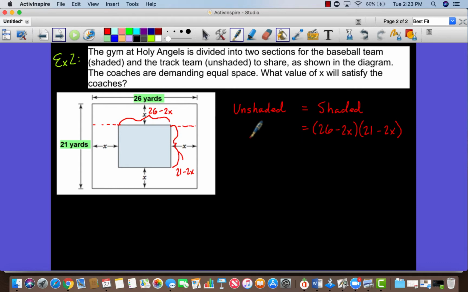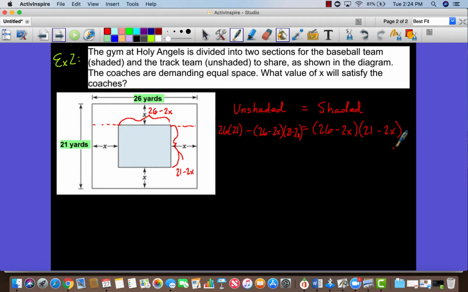The unshaded area, well, that would be the total rectangle minus the shaded area. So that's going to be 26 times 21 minus the shaded area, which we just figured out was 26 minus 2x times 21 minus 2x. I'll try to squeeze that in.